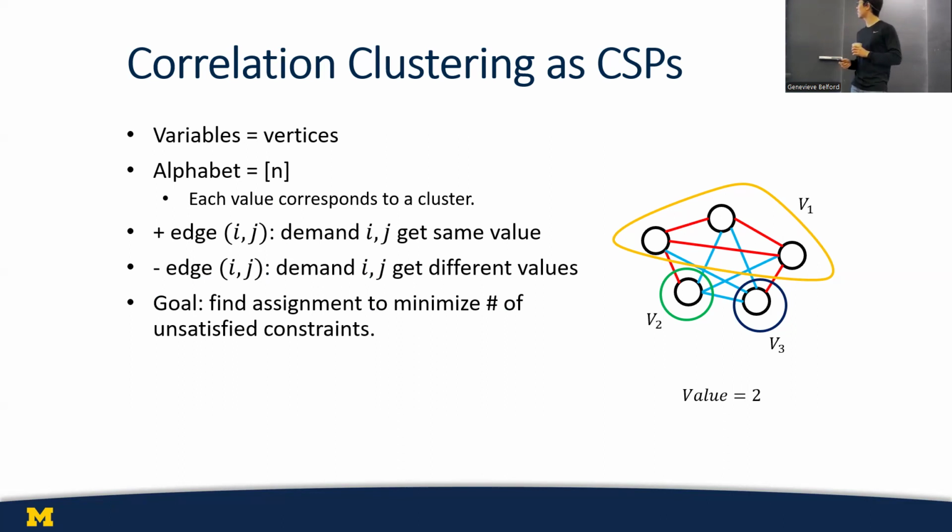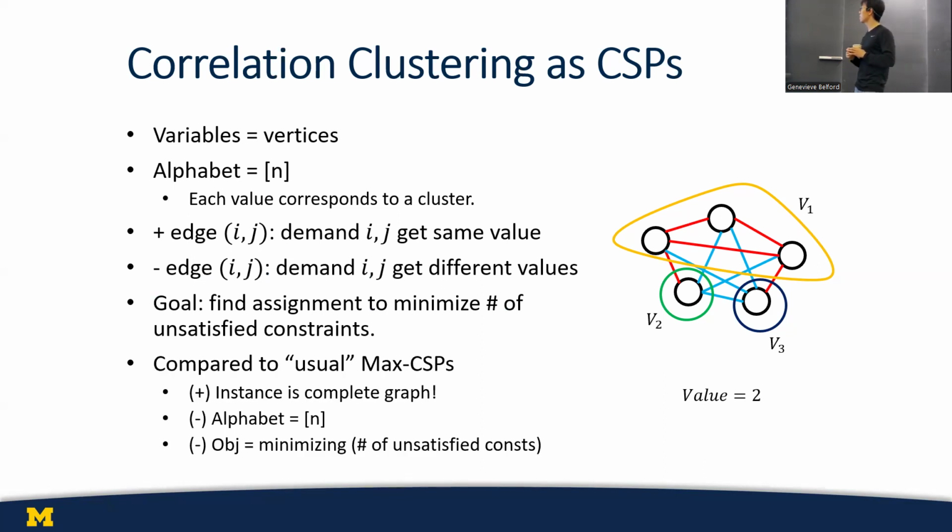Okay, so what are those differences? Compared to the usual max CSP, there are several differences, good differences and bad differences. The good difference is that the instance is a complete graph. That's good, at least we are significantly restricting our instance to complete graphs. That's good news. But the bad news is the alphabet size is n.